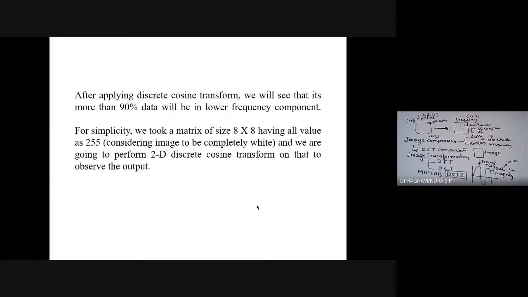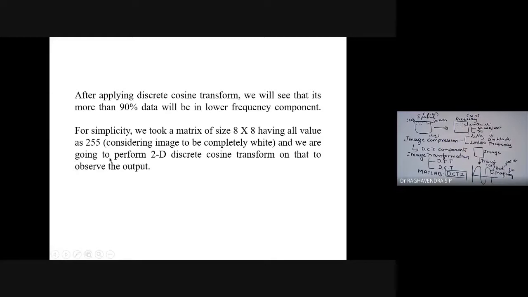Once you apply the discrete cosine transformation, we will see that more than 90% of the data will be in the lower frequency components. Lower frequency means the number of oscillations is lesser, meaning the repetition of pixels is lesser, because if there is lesser repetition, you can compress more. If you have more redundant pixels, they consume a lot of memory. So we identify the lower frequency, meaning pixels repeated fewer times, so that we can reduce the data, or the storage capacity.